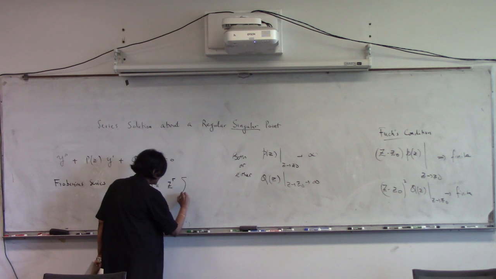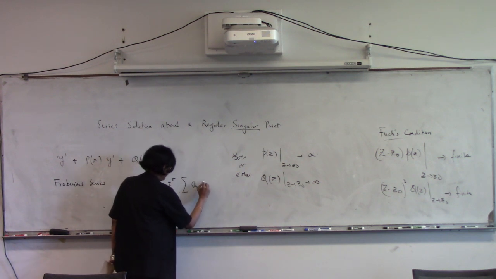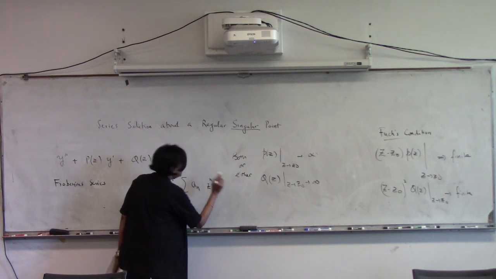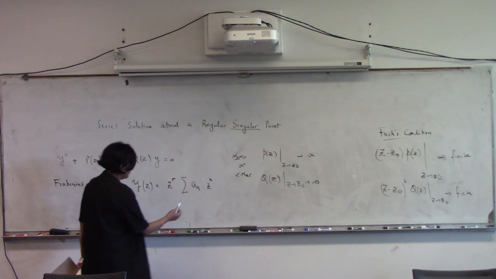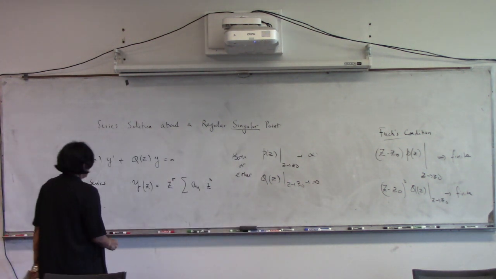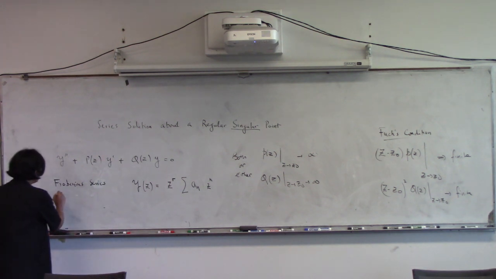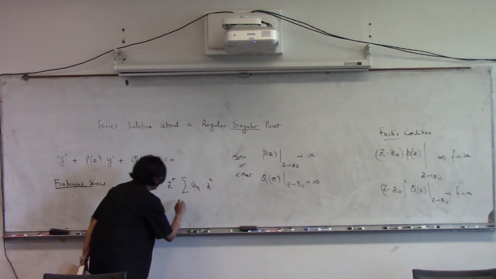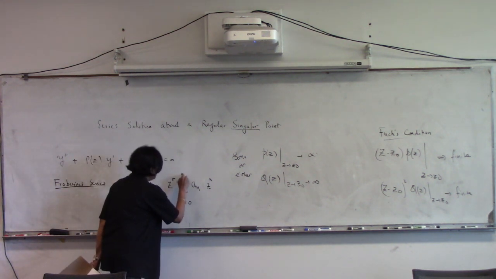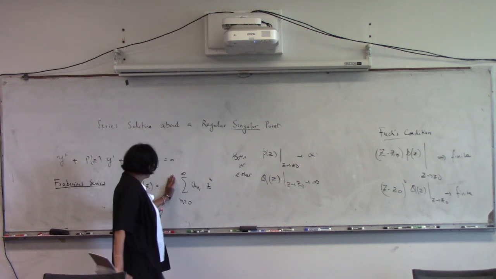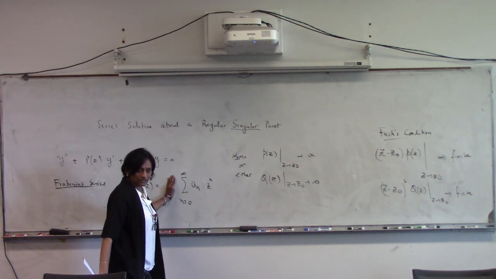I'm going to explain this. Let's say we want to expand around z equal to z not equal to 0. Okay, so this is your Frobenius series. And what is the difference? In the previous case, when p of z and q of z were analytic, all we had proposed as a solution was a simple power series like this.